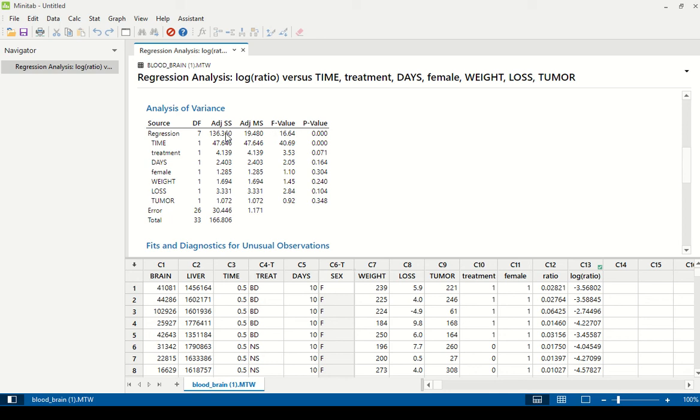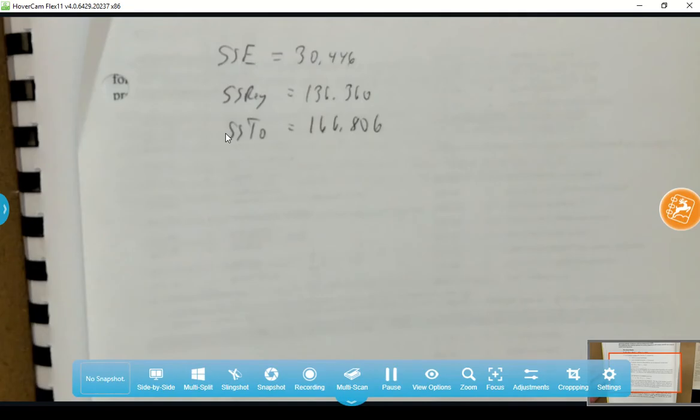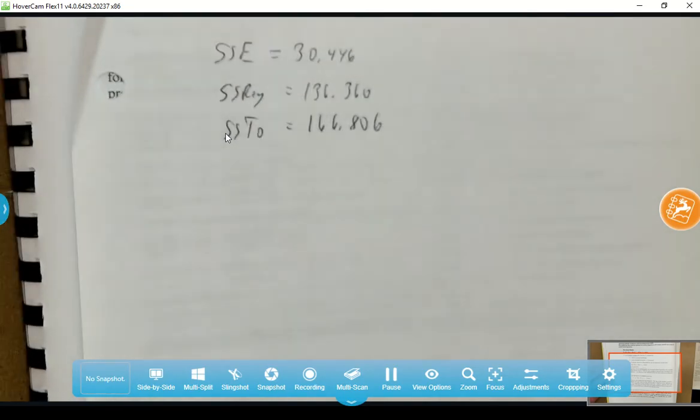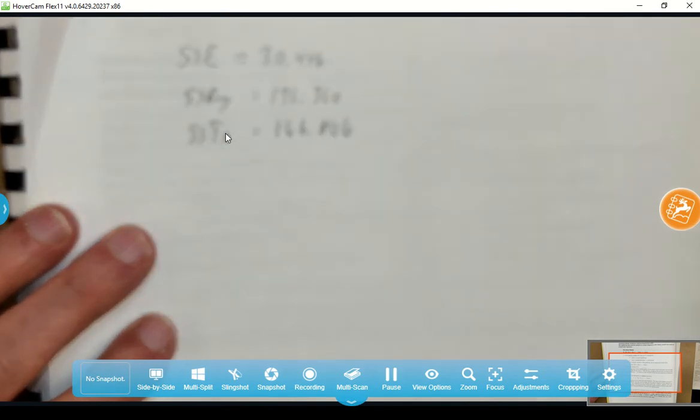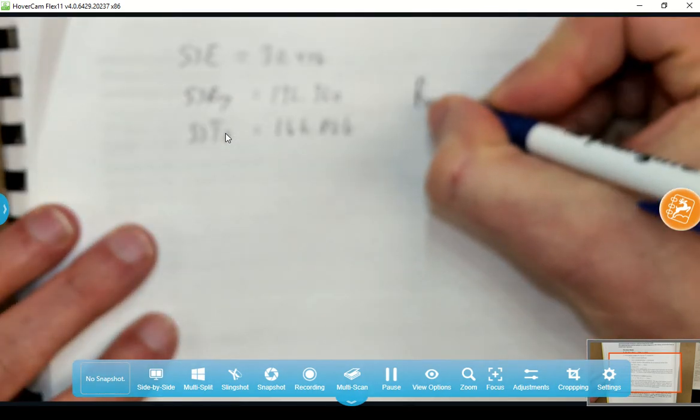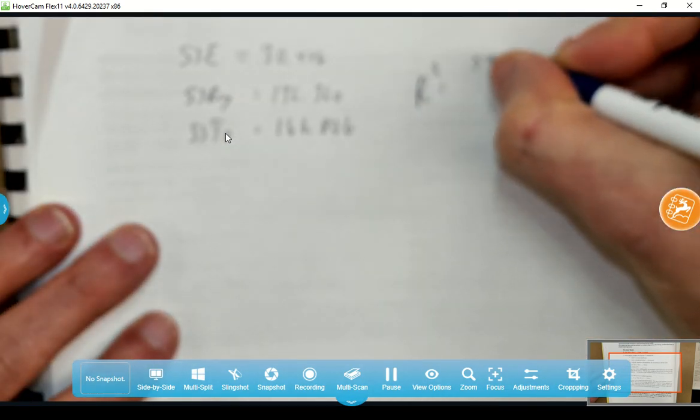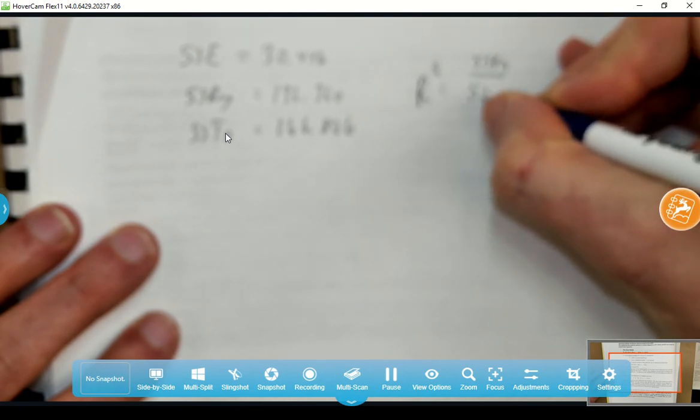It turns out my sum of squared error is 30.446. My sum of squares regression is 136.360, and my sum of squares total, which if I add both of these up, I can see that it's 166.806 on my Minitab output. So both of these add together, and as you recall, r squared will be sum of squares regression over sum of squares total.